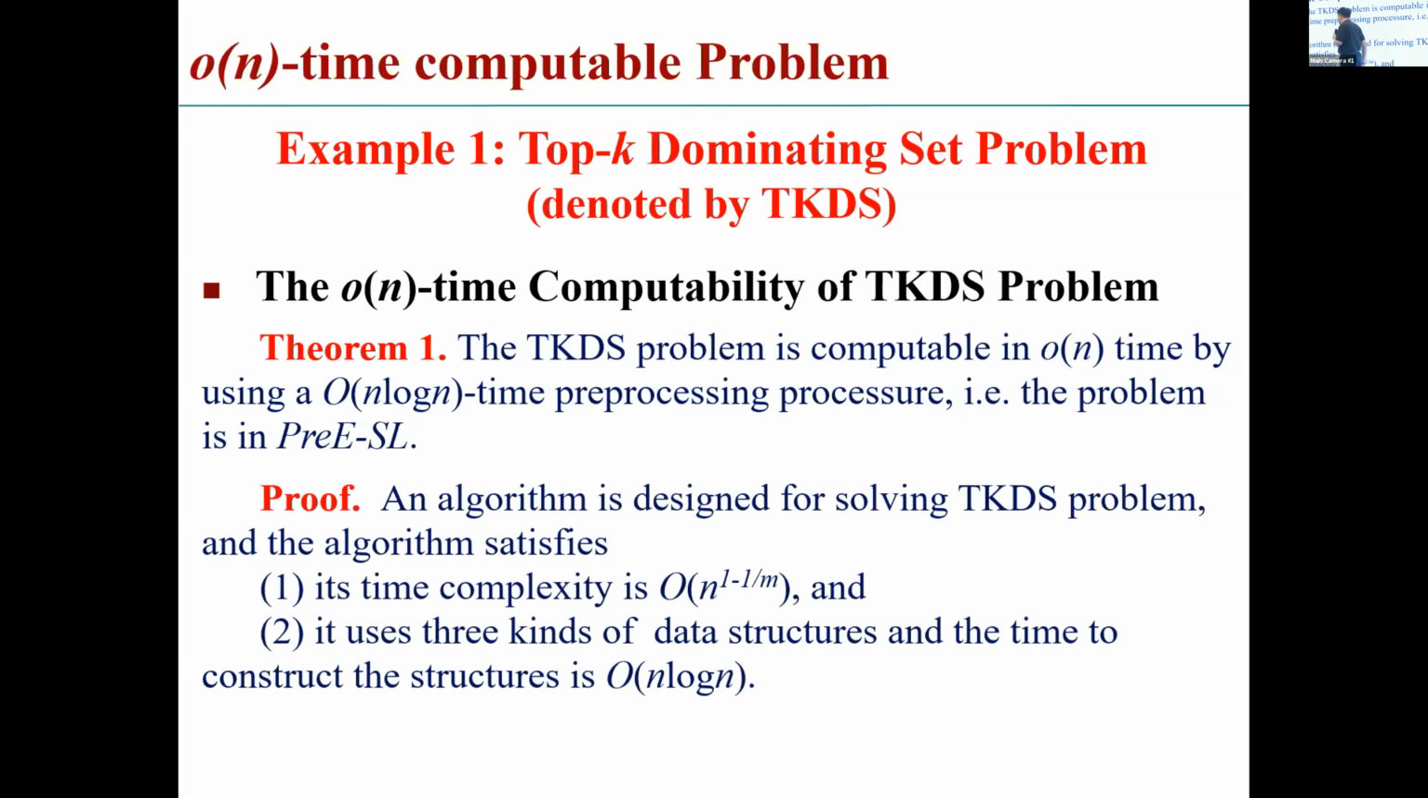One is the time complexity is n to the power of 1 minus 1 over m, sublinear. And we use three kinds of data structures. And the time to build the structures is n times log n. So this is the problem. This is the simplest problem.